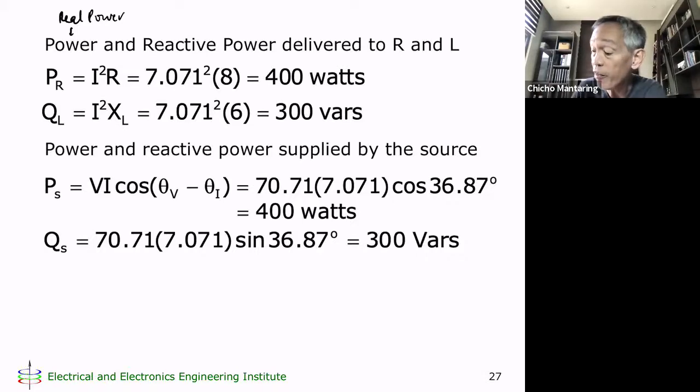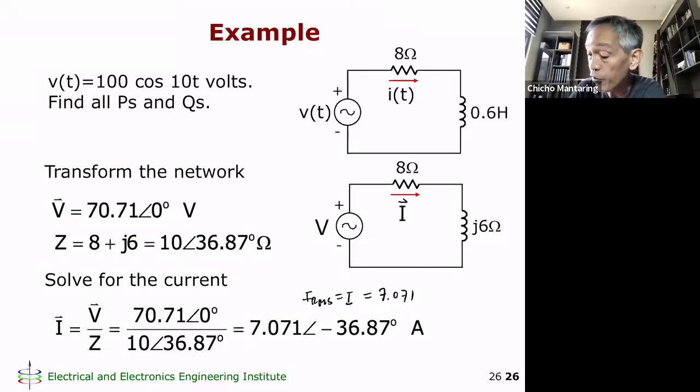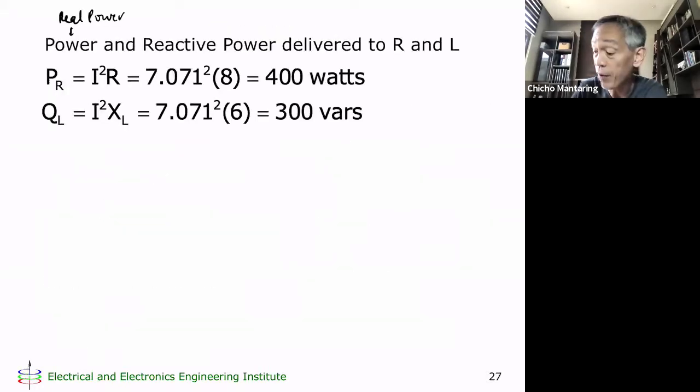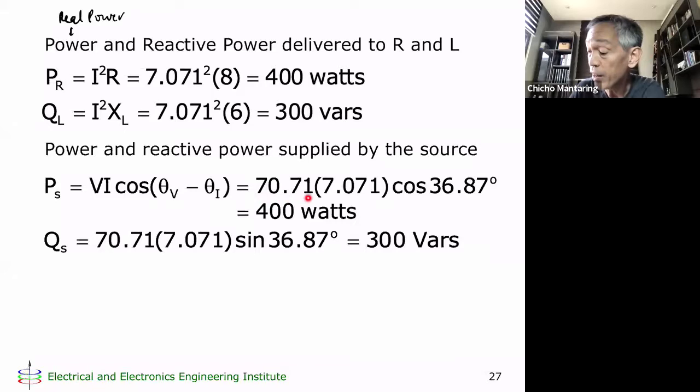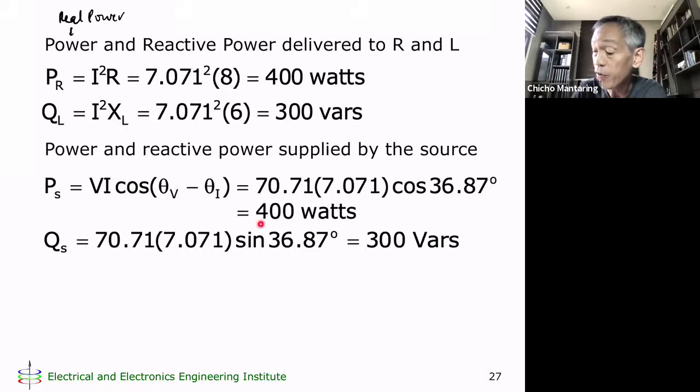Okay, so VI cosine theta V minus theta I, the magnitude of V, what is the magnitude of V? It's 70.71. The magnitude of I is 7.071. Cosine of, okay, the angle between your voltage and your current is 36.87 degrees. I have 0 degrees here. My current is minus 36.87. So theta V minus theta I will be 36.87. And you get 400 watts.